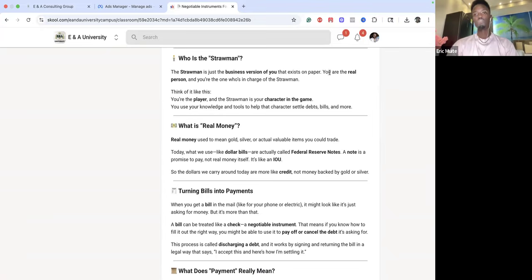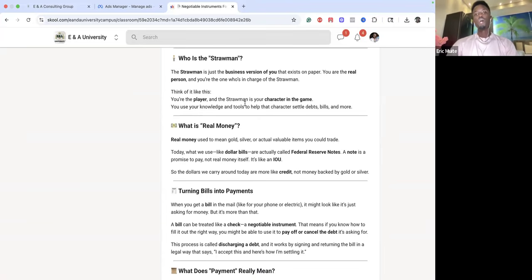Who is a straw man? It's just the business version of you. You're the real person. You're the one in charge of it. And how do you prove you're in charge of it? You have to have your paperwork in order, right? Establish that you're the administrator with the IRS, have a trust, make sure you have your fiduciary notice on file, and that you're the one in charge of handling these debts, right? You have your certificate of trust, your power of attorneys, your fiduciary notice. Those documents are pretty core when it comes to saying, hey, I am the one, here's all the proof.